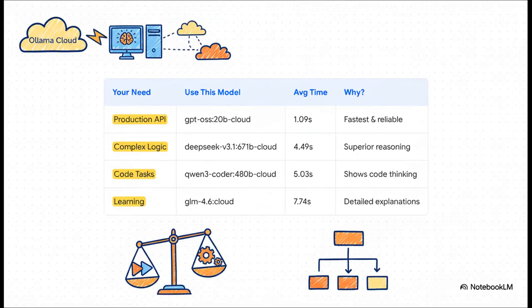And here it is, the cheat sheet that brings it all together. This is the slide to screenshot. Building a production API, GPT-oss 20B. Need to see the step-by-step logic for a complex problem? DeepSeek. Writing code? Qwen3 Coder. And, interestingly, if you're just learning and you want the most detailed educational walkthroughs possible, the slowest model, GLM 4.6, actually becomes the perfect choice for the job.